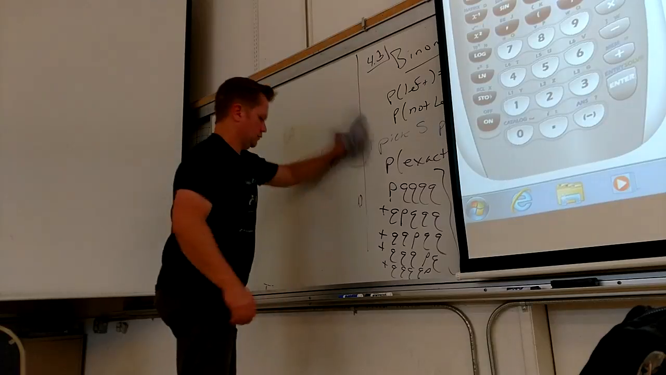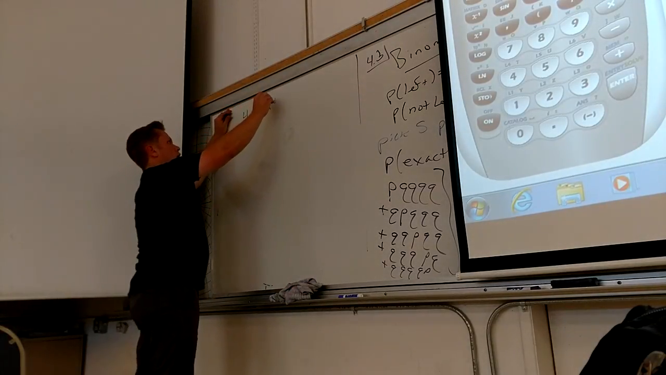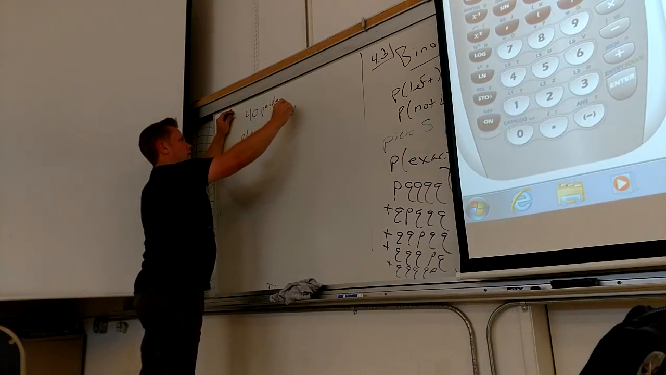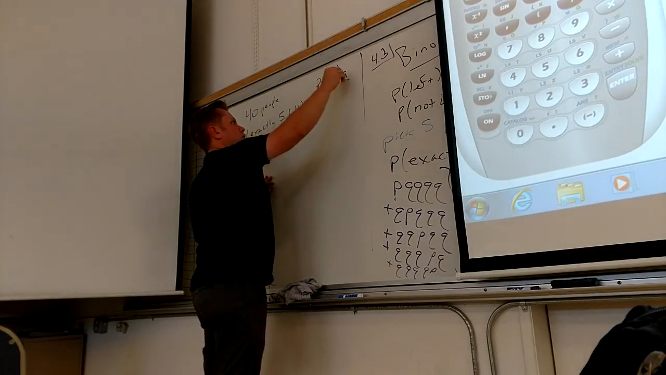Oh, let's do that last one. So if I get 40 people, the probability to get exactly 5 left-handed. So I still have these two things are true.